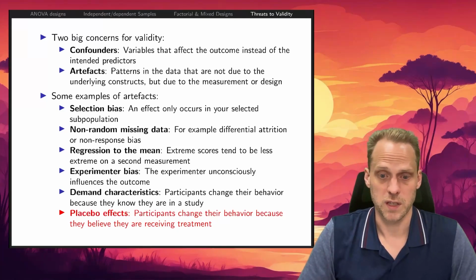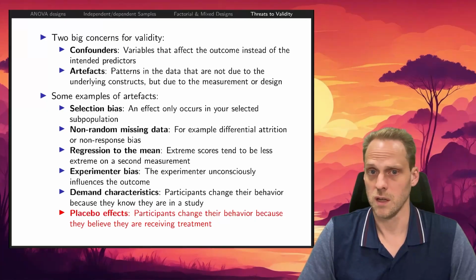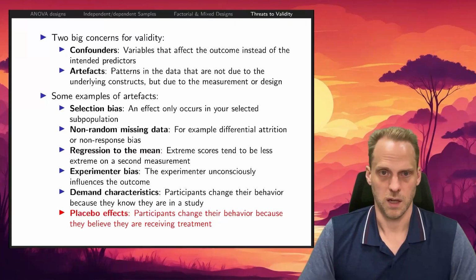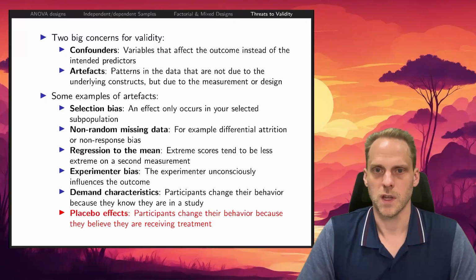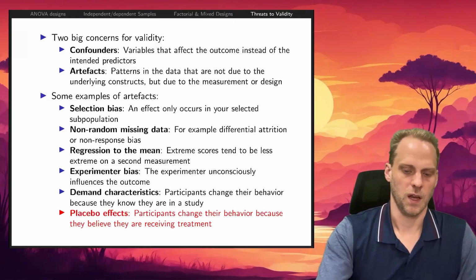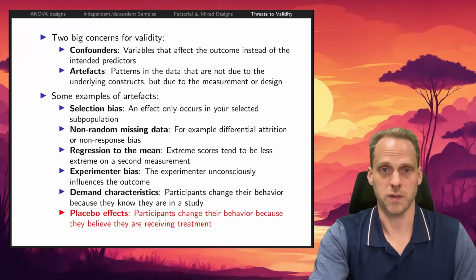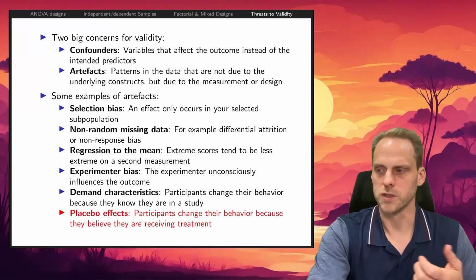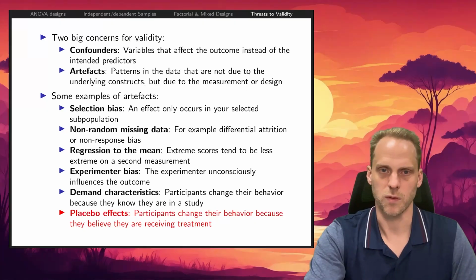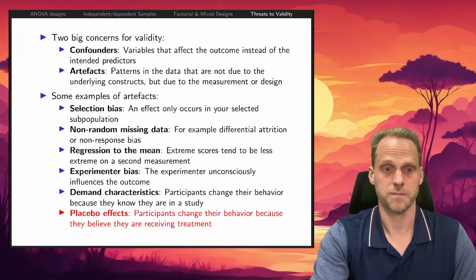Placebo effects. So placebo effect means that participants change their behavior because they actually believe they're receiving treatment. They think, okay, I got a psychological therapy, for example, so I should be feeling better, even though it's not based on a real theory, for example. And that tends to happen as well. In medicine, this is very common, that people get a dose of a nonsense pill, but they believe it works, and actually that will give some effects as well.